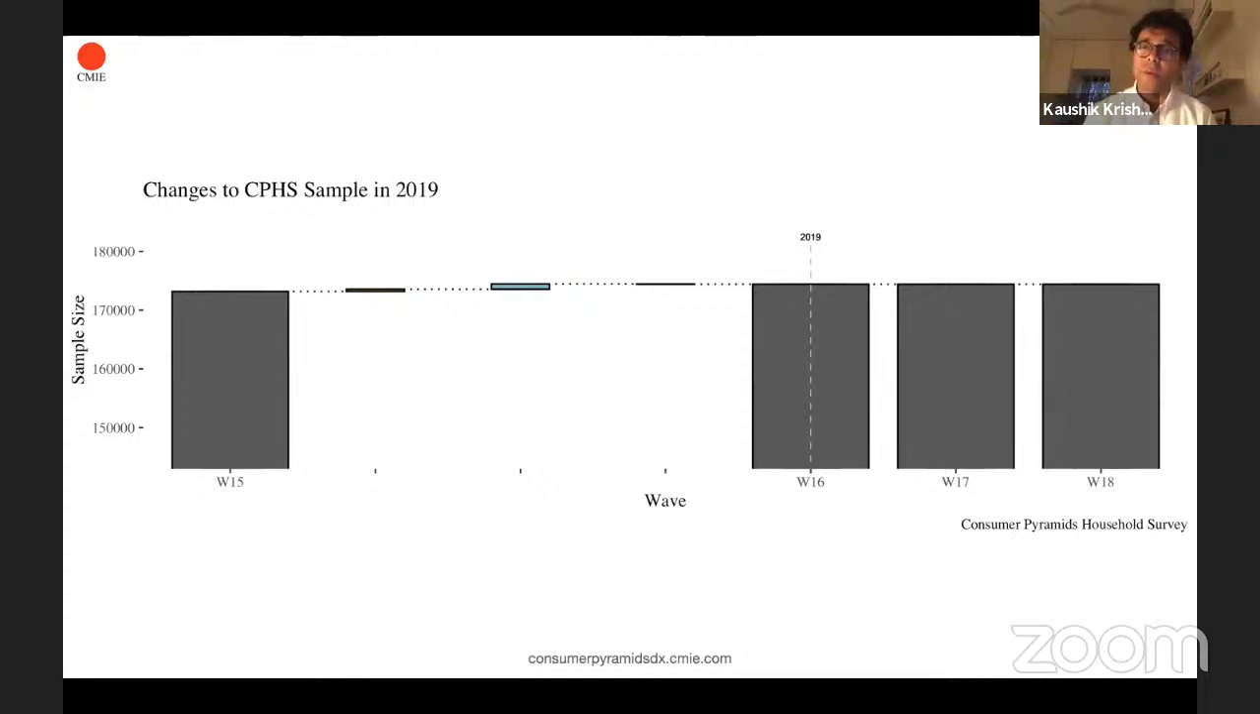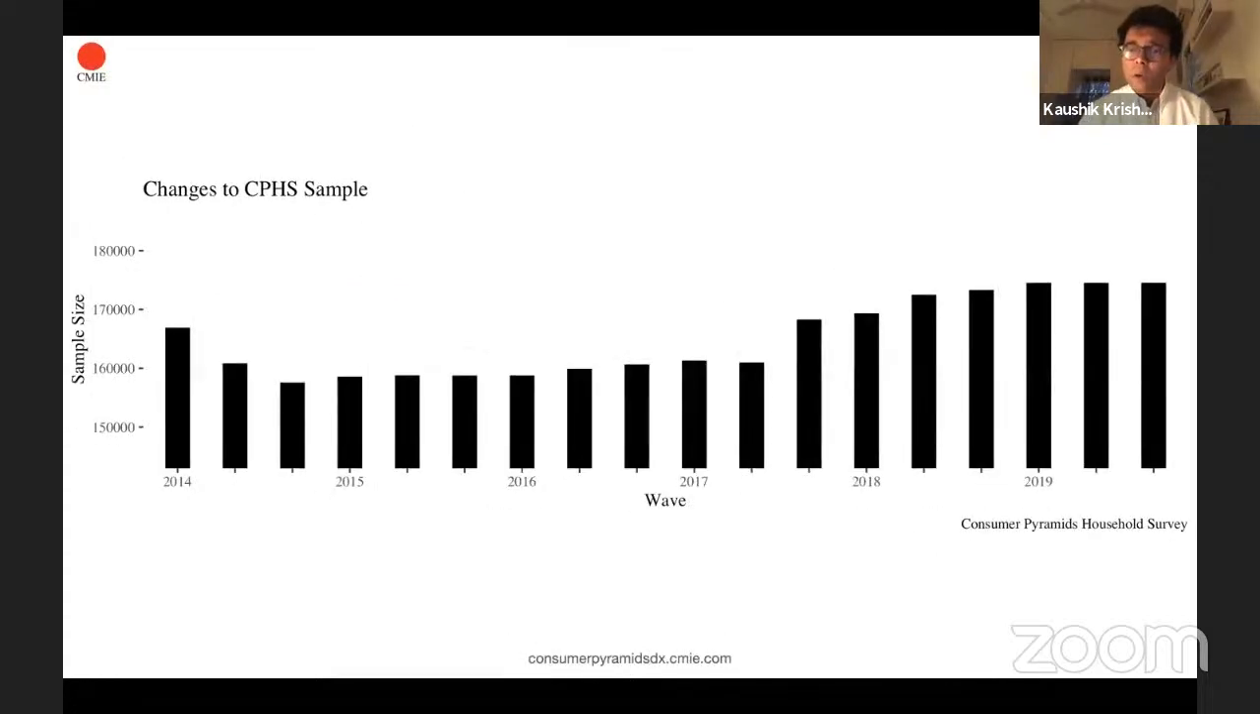Between wave 15 and wave 16, there were a couple of small changes. One town in Tamil Nadu, Pattukotte, and one town in Assam, Tezpur, were added to the sample. We added additional villages in Madhya Pradesh, West Bengal, Rajasthan, Meghalaya. And that is how we got to the sample, which was steady from 2019 onwards. This is the number that many of you now know, that number of 174,405 households.